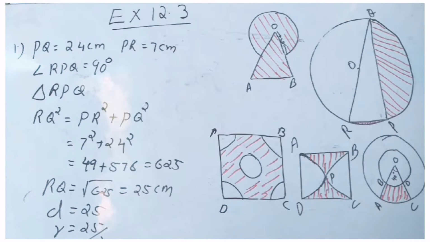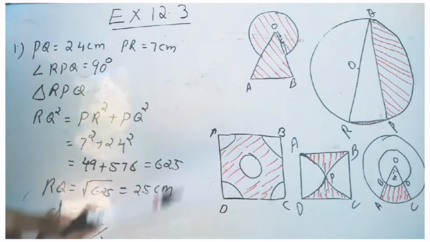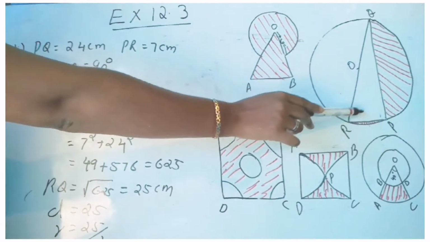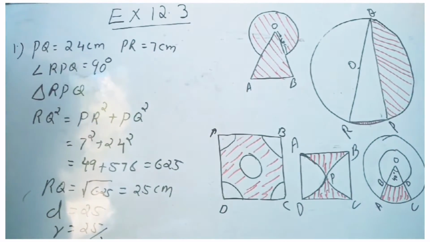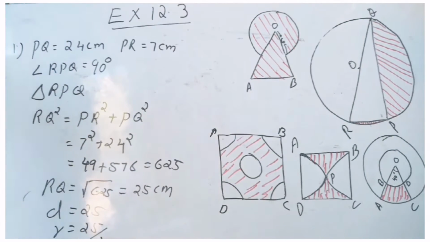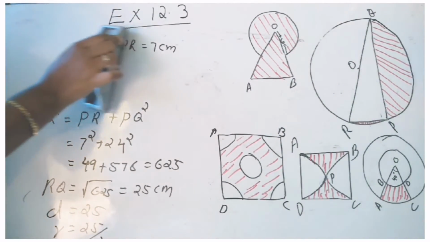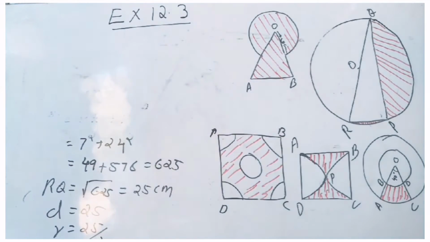Now, how can we find the area of that shaded region? Actually, that shaded region is the part of the semicircle. So we will find the area of the semicircle, then the area of this triangle. Area of the semicircle minus area of the right triangle will give the area of the shaded region. So first we are going to find the area of the semicircle.